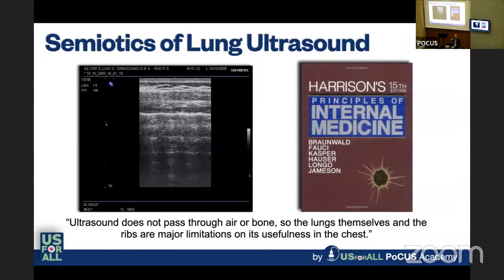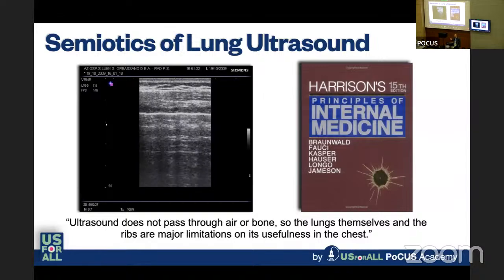So, for instance, you have here the main textbook in medicine, that is the Harrison Principles of Internal Medicine. And still, in this book, it is reported, as you can see here, that ultrasound does not pass through air. So the lung themselves and the ribs are major limitation to the application of ultrasound to study the lung diseases.